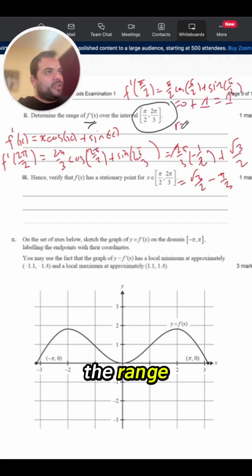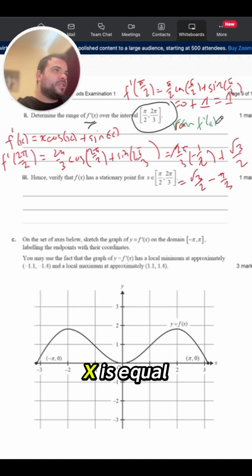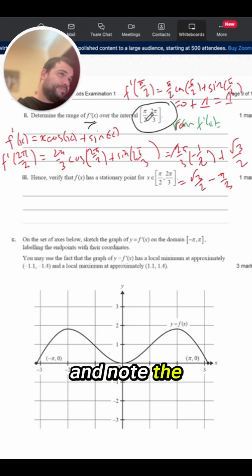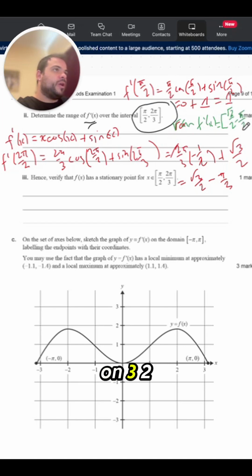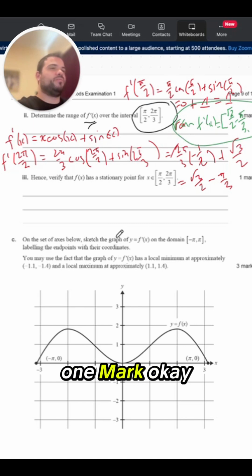So the range, I'll just do this in green to indicate that's the answer. The range of f dash of x is equal to, and note that pi on 2 and 2 pi on 3 are included in the domain. So we've got inclusive of those values. So we've got root 3 on 2 minus pi on 3 to 1. And that's the range for 1 mark.